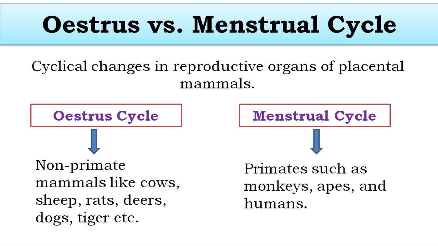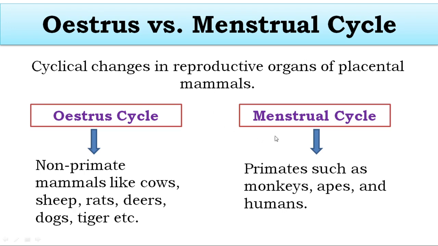The estrus cycle is observed in non-primate mammals like cows, sheep, rats, deer, dogs, tigers. We observe something called the estrus cycle. Cats don't reproduce throughout the year. Dogs don't reproduce throughout the year, maybe twice a year. Why? Because the female undergoes the estrus cycle.